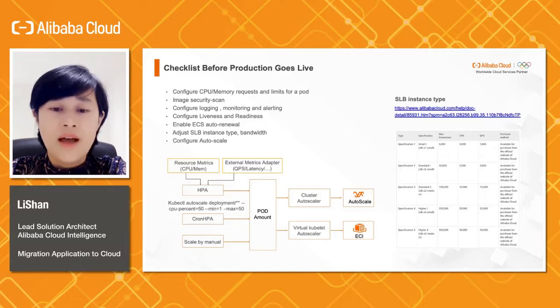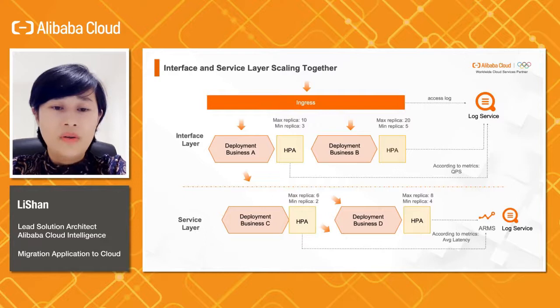At last, don't forget to enable and configure auto-scaling, such as using HPA or cron HPA, using cluster autoscaler or virtual kubelet autoscaler, and using a CPU or memory trigger scaler or a QPS or latency trigger scaler.